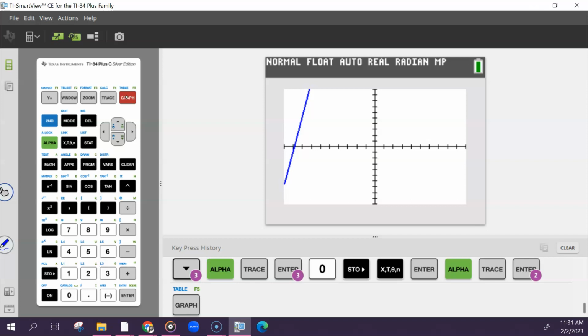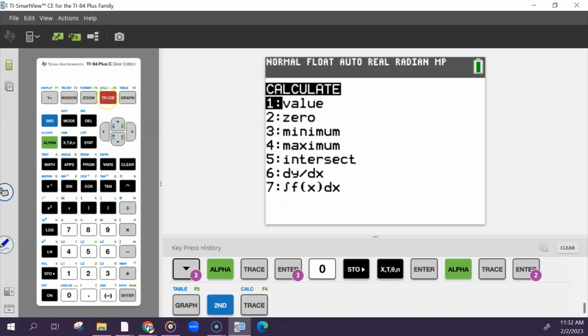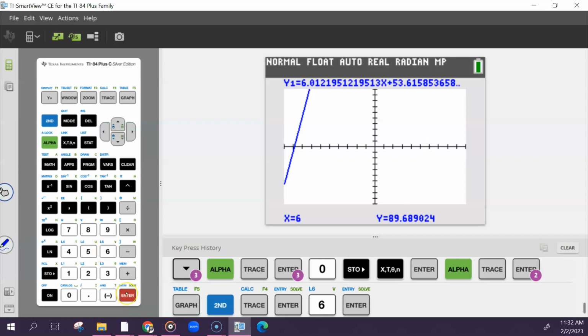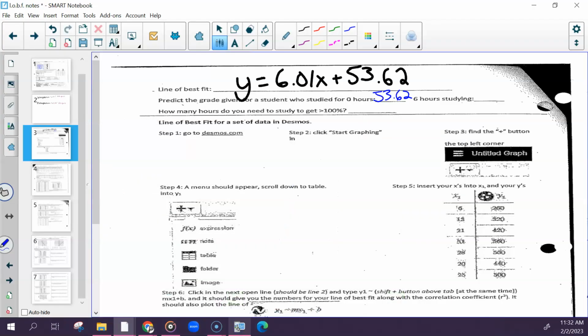After it's graphed, you're going to go into second trace. And we're looking for a value. So number one, or hit enter. And that value was 6. So put in 6. And hit enter. So that y value would be your next answer. 89.69 if we're rounded. Questions on how we did either of those so far?